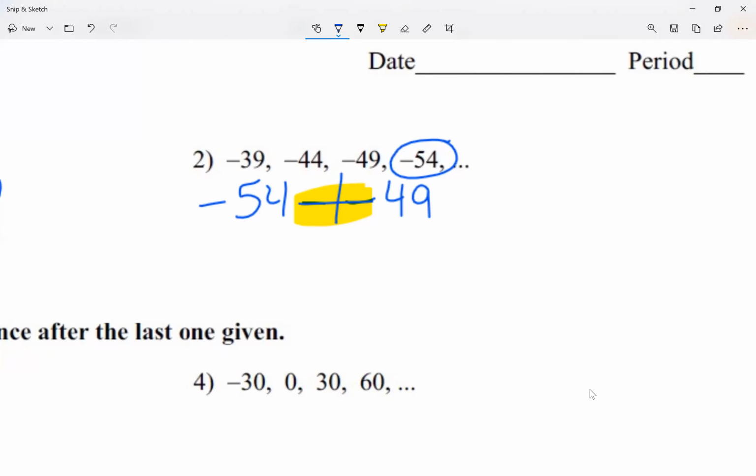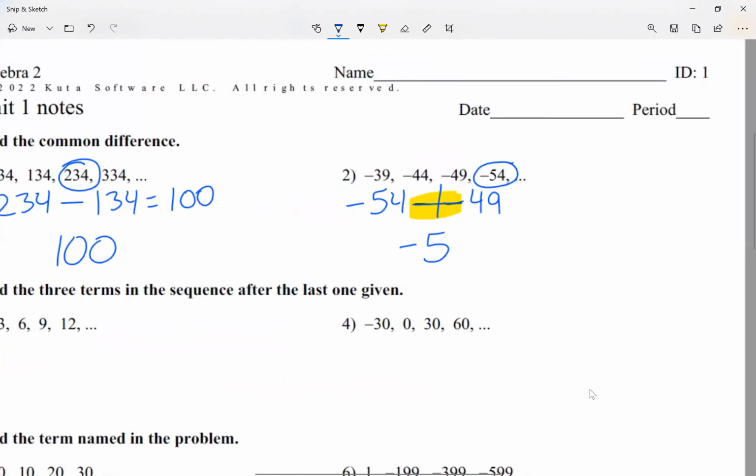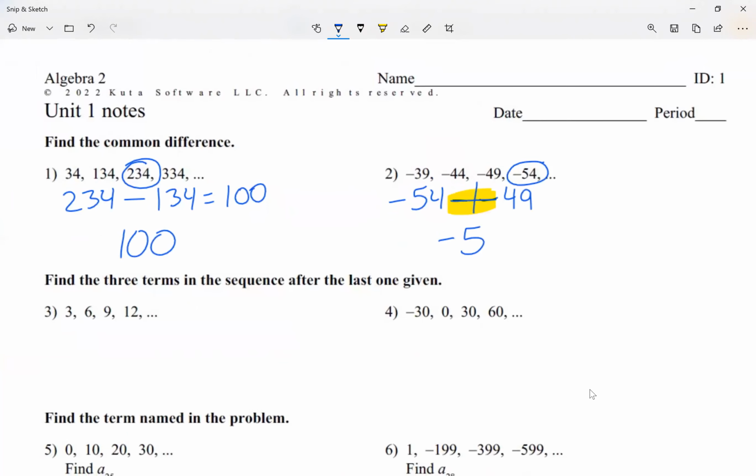Signs are different, right? A negative and a positive. So I know I have to subtract my numbers. 54 minus 49 is 5. I have to subtract my numbers and keep the sign of the large one. So in this case, I was subtracting 5, right? Negative 39 minus 5 is negative 44. Minus 5 is negative 49, on and on and on. All right, so it's not too hard to find the common difference.